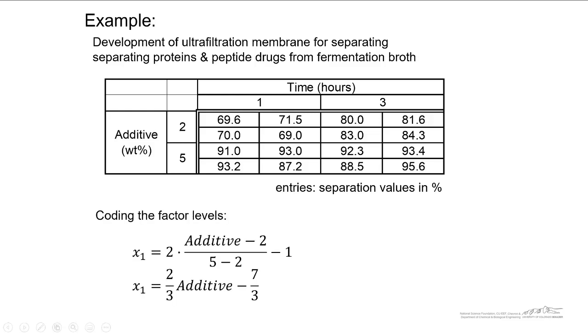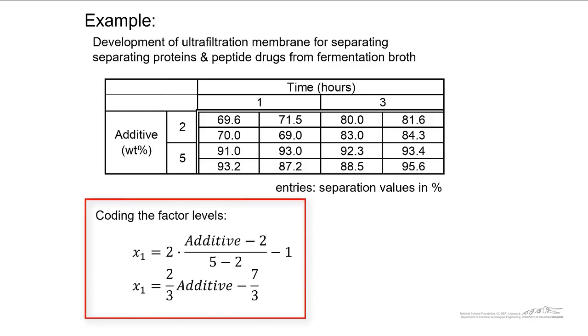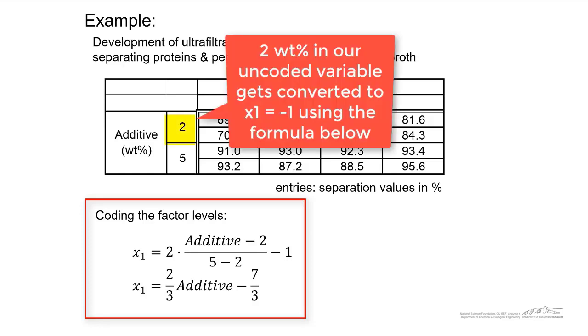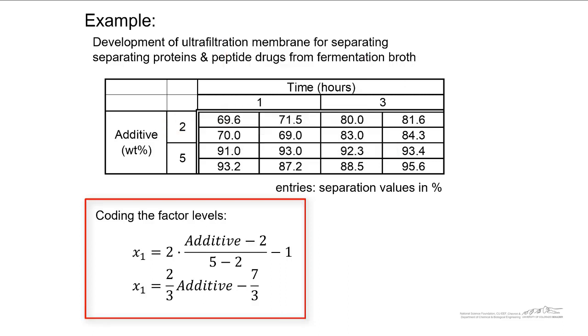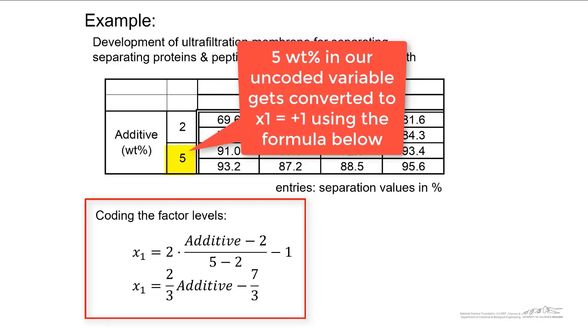For example, we can code additive by using that formula on the previous slide, and we get x1. X1 is the coded variable. Coded additive is 2 times the additive minus 2 over 5 minus 2, quantity, minus 1, and we can simplify that here. When additive is 2 weight percent, 2 times 2/3 is 4/3 minus 7/3 is negative 3/3. That's negative 1. When additive is 5 weight percent, 5 times 2/3 is 10/3 minus 7/3 is 3/3, and that's plus 1. And so that's how we can code the factor levels.